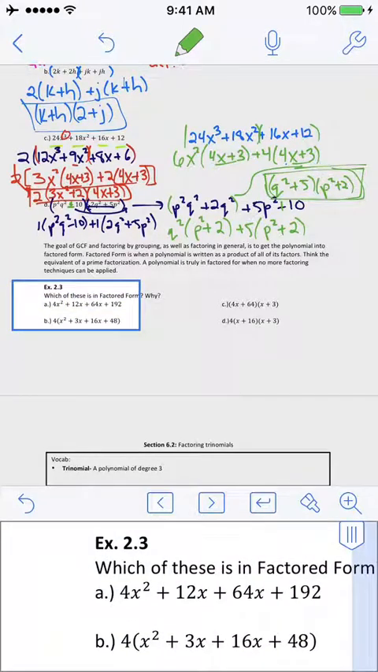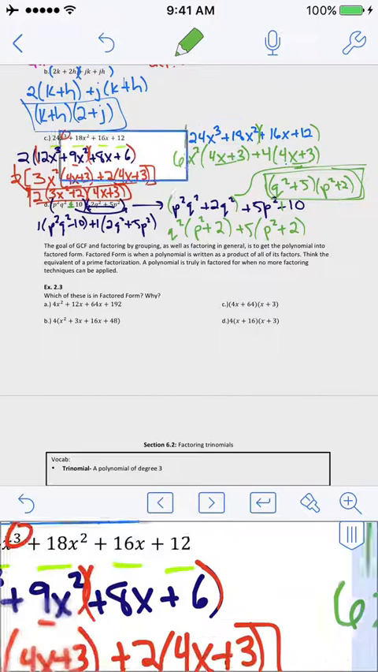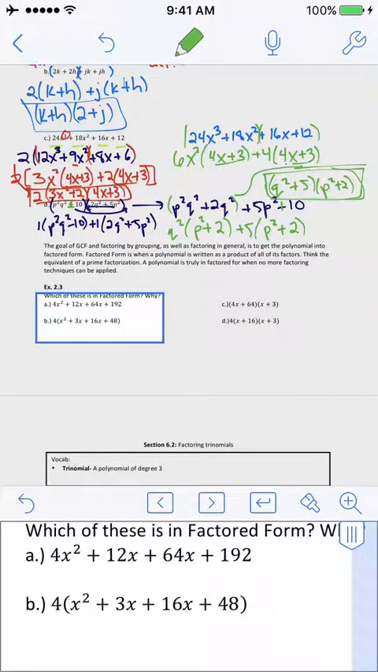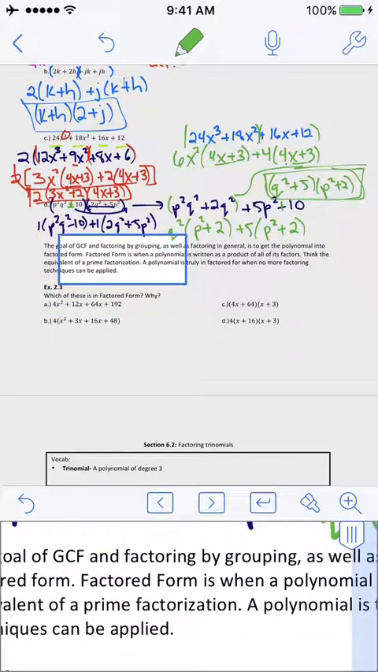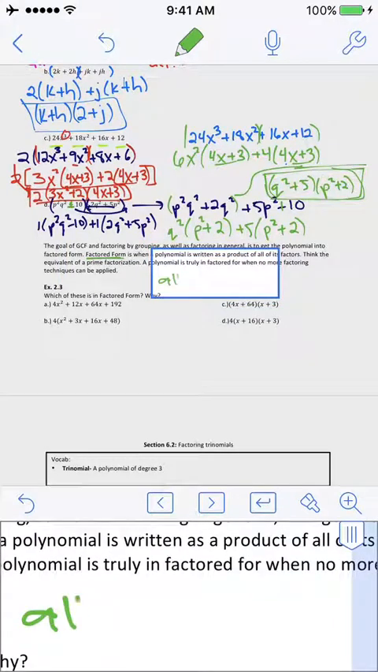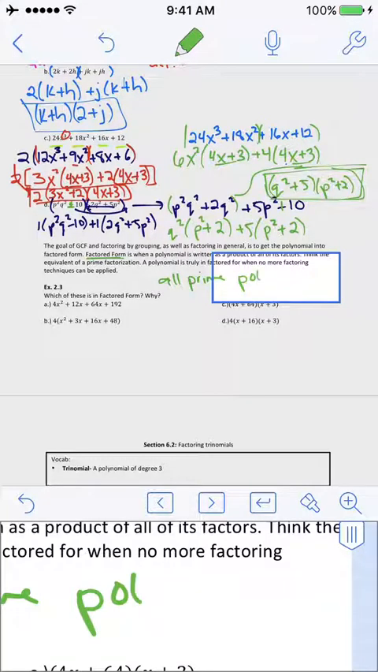Okay, last thing we're going to talk about is factored form. What is factored form? We've talked about it once already with the example C. Factored form is the fully factored form. Again, names usually are what they are, right? Fully factored, meaning all the factors have been found. They are all primes. All prime polynomials. Okay, so there are no more GCFs anywhere.